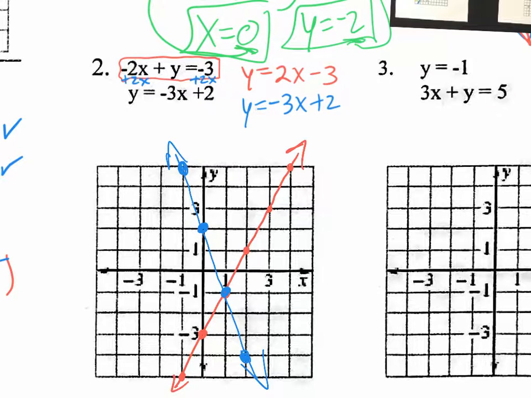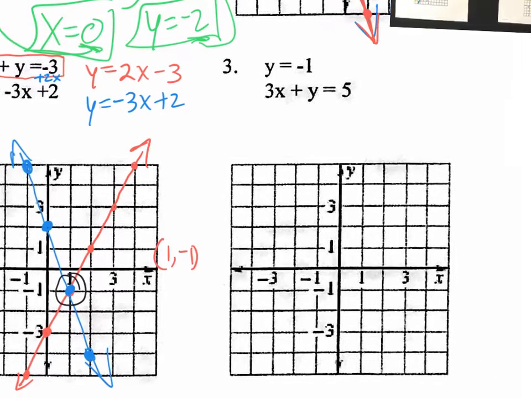What's the point in common, guys? It is the coordinate positive 1, negative 1. Again, from the origin, on the x, you go positive 1, and then you go down 1. So it's positive 1, negative 1. That's the answer. Now, what does that mean? That means that x equals positive 1 and that y equals negative 1. And if you do plug it in to verify, you'll see that it really does work for both equations. Okay?